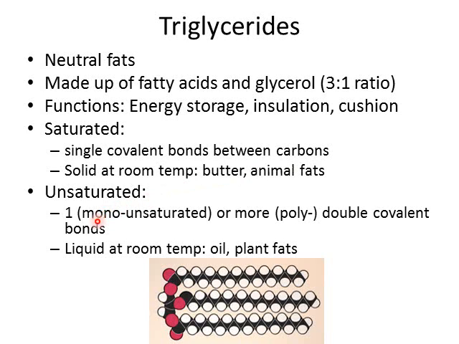Unsaturated fats are when we have one or more double covalent bonds. If it's just one, it's called a monounsaturated fat. If it's more than one, it's called a polyunsaturated fat. And these are liquid at room temperature, and so these are typically found in plants. And this is our oils, our cooking oils and things like that.